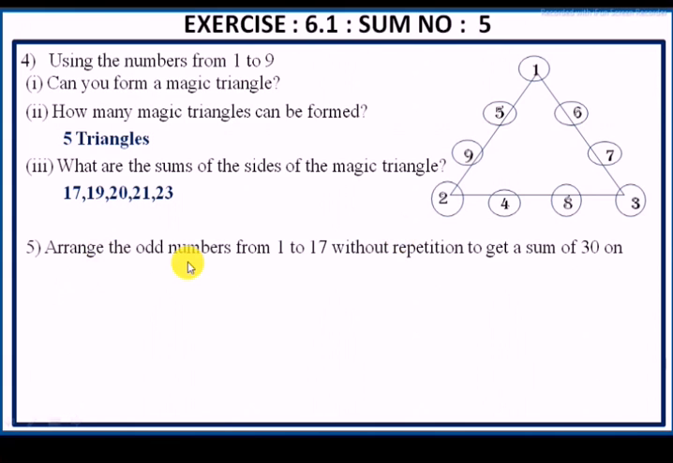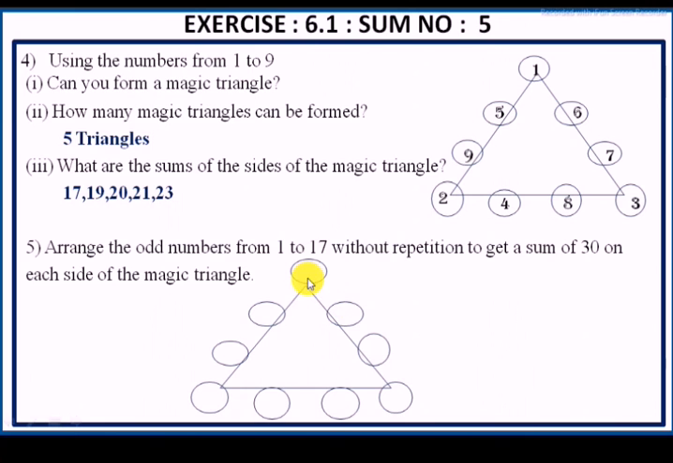So now we'll move on to the fifth sum. Arrange the odd numbers from 1 to 17 without repetition to get the sum of 30 on each side of the given triangle. So the magic triangle is here, and start placing the numbers in the vertices of the triangle.